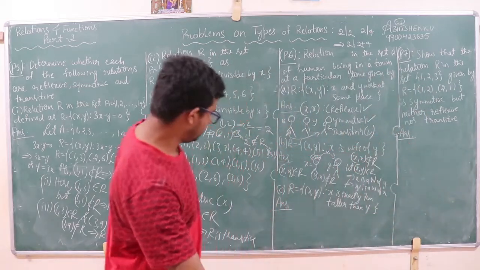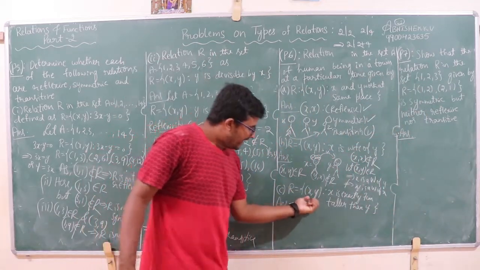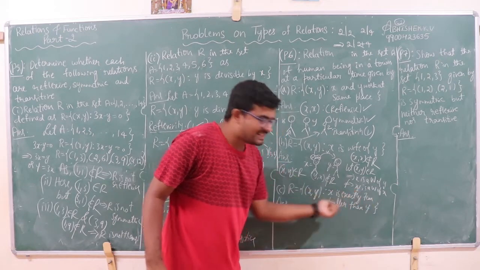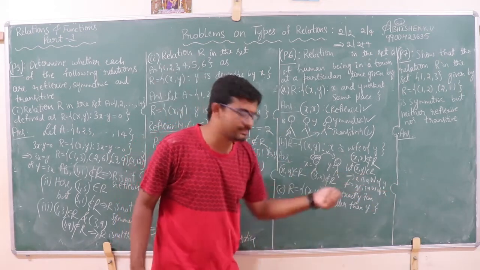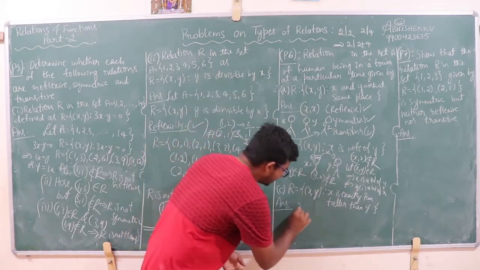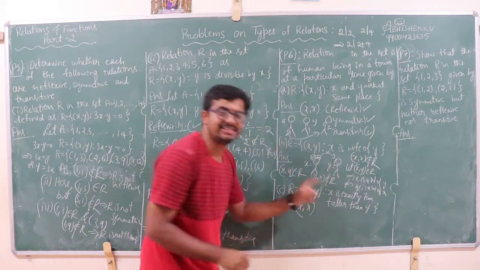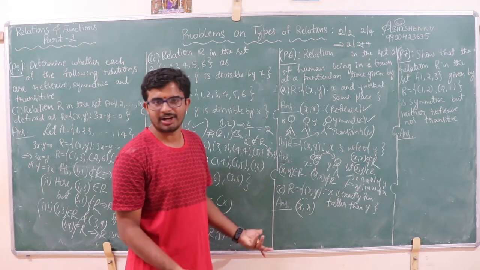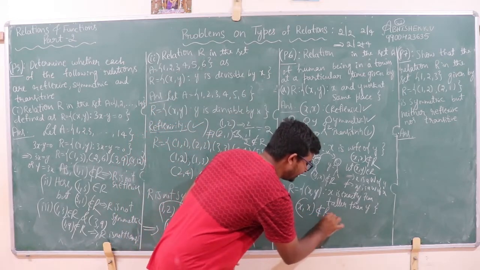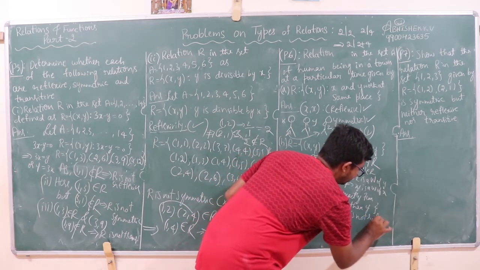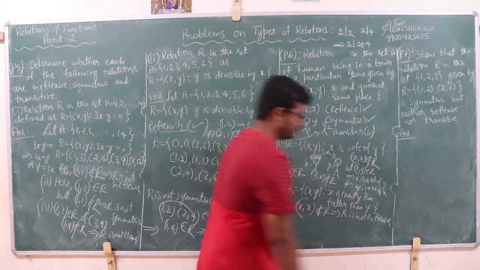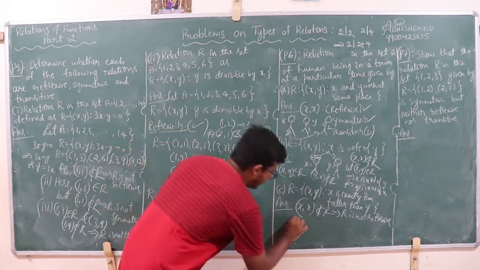Then look at the next one. The ordered pair x and y: x is exactly 7 cm taller than y. Is it possible x is exactly 7 cm taller than itself? Not possible. Therefore, it does not belong to the relation. This implies R is not reflexive.